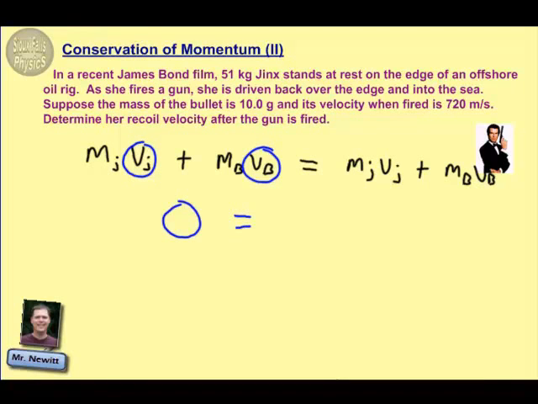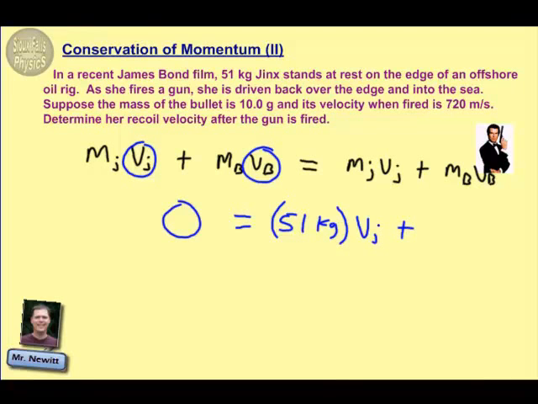All right? After the gun is fired, we definitely have some movement. Okay, we know that Jinx has a mass of 51 kilograms. We do not know her velocity as she goes flying off the oil rig. That is what we're trying to find. So I'll just say velocity of our character Jinx.